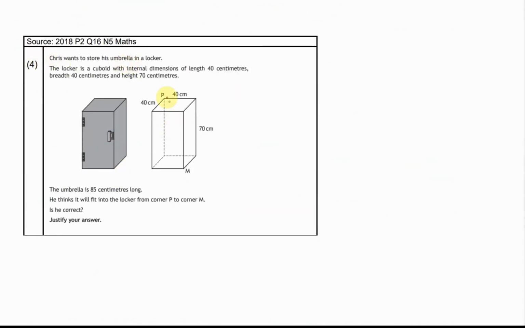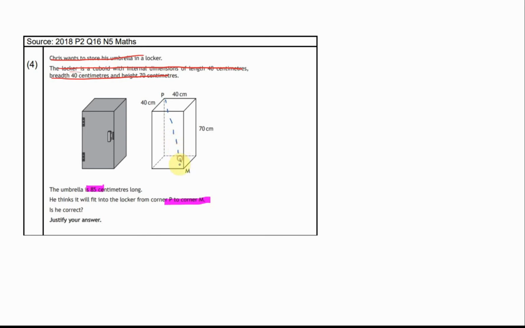So Chris wants to store his umbrella in a locker. It shows you the locker. He's got an umbrella that's 85 centimeters long, and he thinks it will fit from P to N. The first thing I'll be doing is saying, all these dimensions are already on the drawing, so I really don't need any of this information. Let's just cancel all that out. The only thing that's really relevant here is that it's 85 long, and it's going from P to N. So I would just draw a little line from P to N, just to show me what's going on.